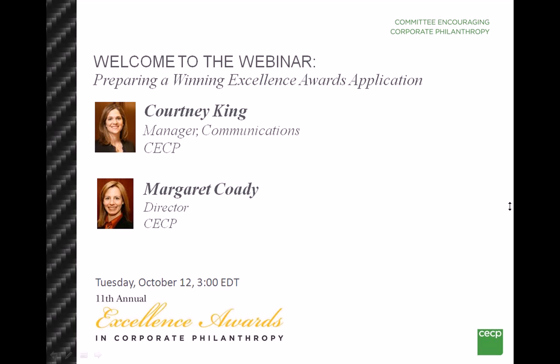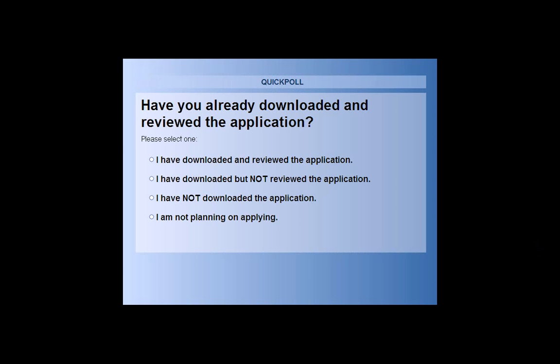We're going to start with a poll question. Have you already downloaded and reviewed the application? The options are: I have downloaded and reviewed the application. I have downloaded but not reviewed the application. I have not downloaded the application. Or the last choice is, I am not planning to apply. Please select the option that most accurately represents your situation today, whether or not you've downloaded the application and whether or not you are familiar with the contents of the application.